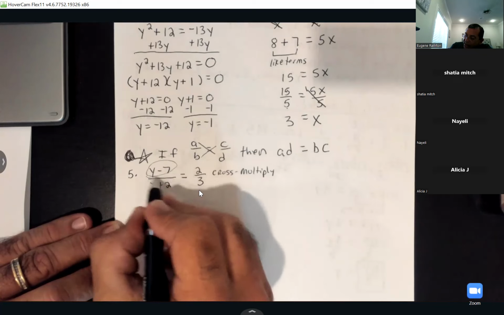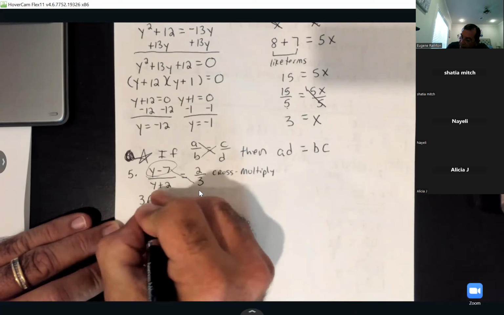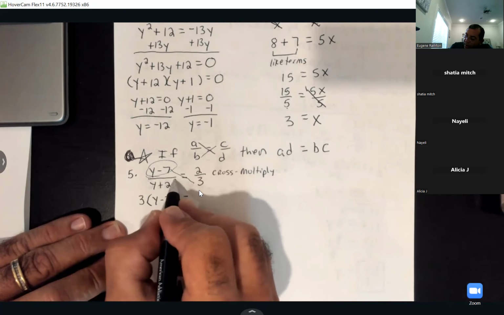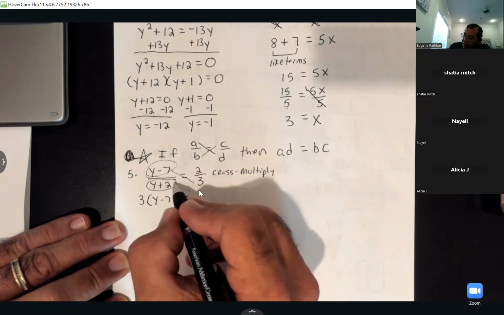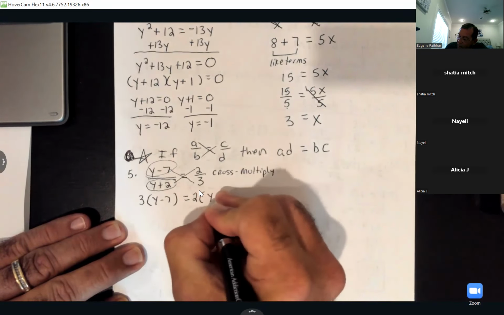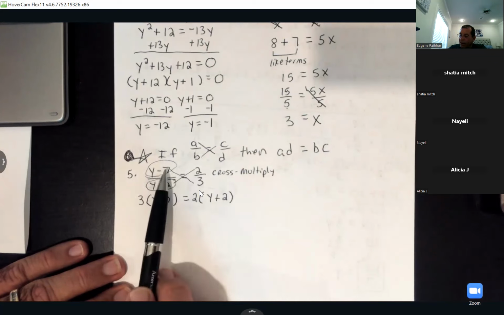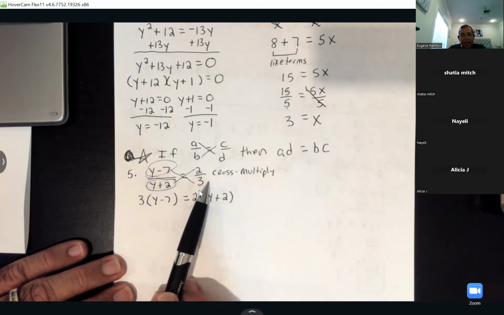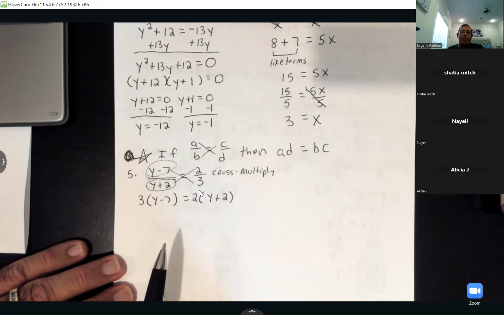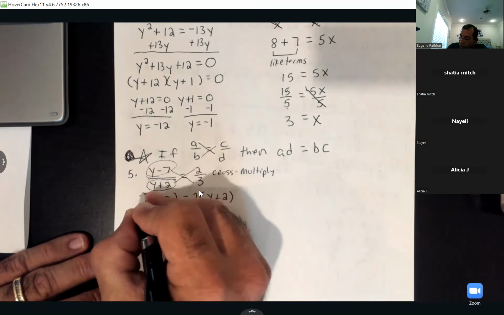So this y − 7 will multiply by that 3. So that's going to be 3 times (y − 7). Then we do the denominator times that 2. So that's going to give me 2 times (y + 2). Numerator of the first fraction times the denominator of the second fraction, and then its denominator times the numerator of the other fraction. Now, to get rid of parentheses, we're going to distribute the 3.